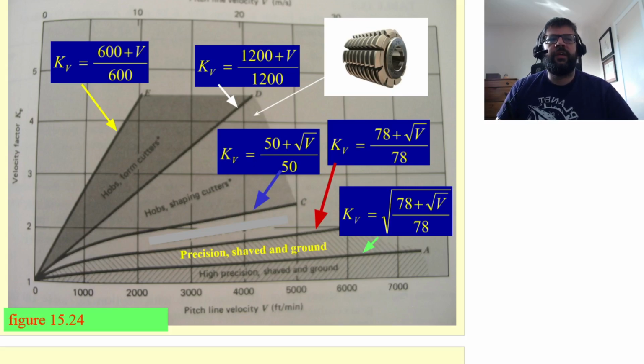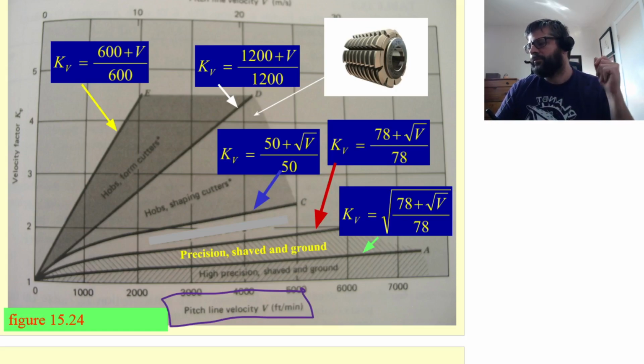This chart is in feet per minute, and that's calculated as pi times the diameter in feet times the RPM.